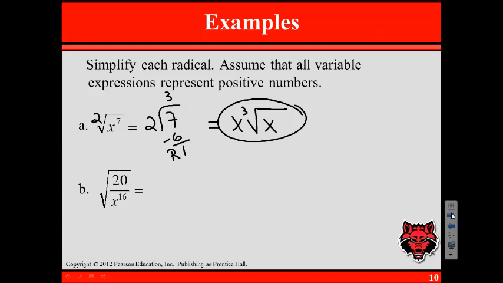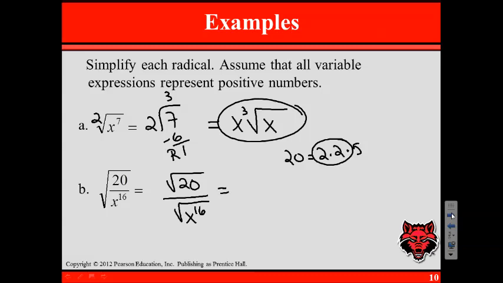Let's do the same thing with the next expression. Here we have the square root of 20 over x to the 16th. We can rewrite this as the square root of 20 over the square root of x to the 16th using the quotient rule. For the square root of 20, because 20 is not a perfect square, we make a factor tree and eventually the prime factorization for 20. The prime factorization for 20 is 2 times 2 times 5. Because we are taking a square root, we take identical factors, if we have a pair, out from underneath the square root. So we bring out the 2, but the 5 has to stay underneath because it doesn't have a pair.